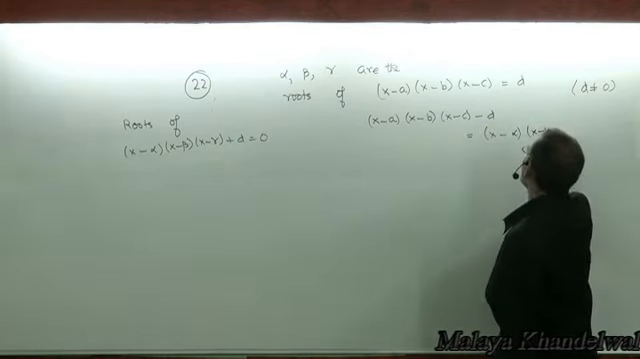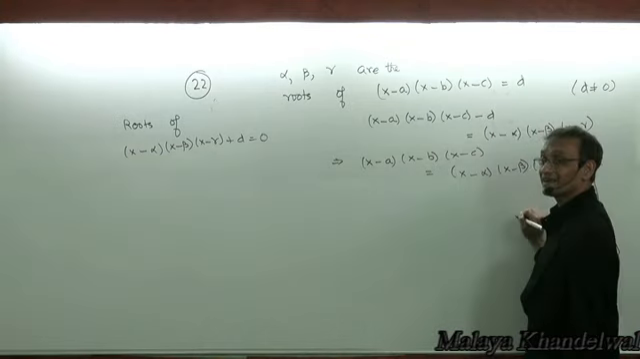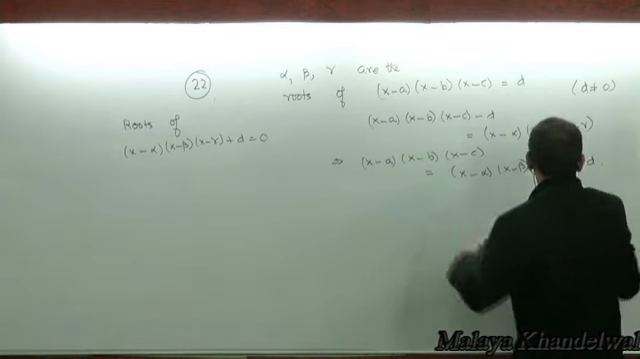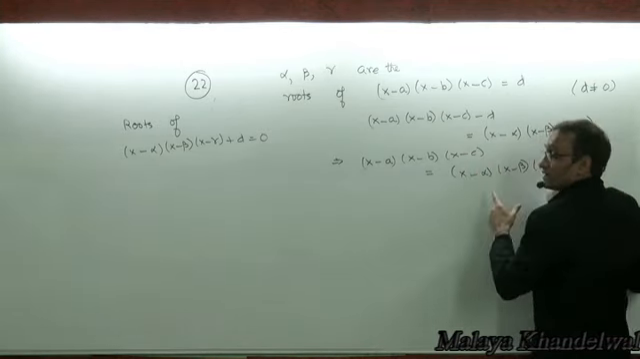Which means x minus a into x minus b into x minus c is actually x minus alpha into x minus beta into x minus gamma plus d, and this is an identity. Transposing d on this side, this expression is identical to this expression, right?